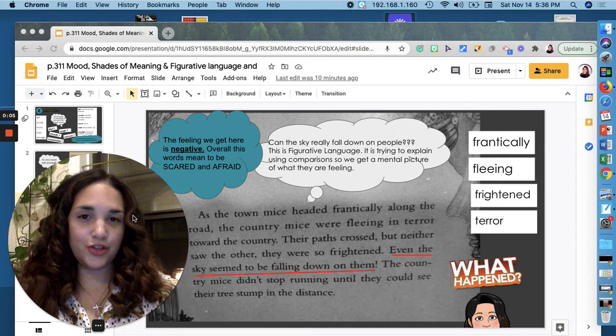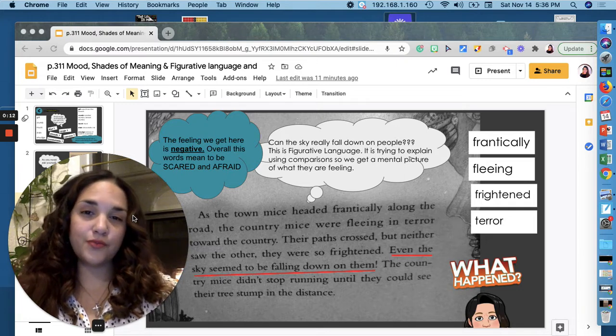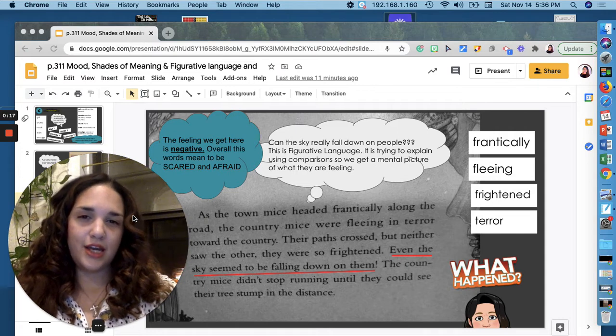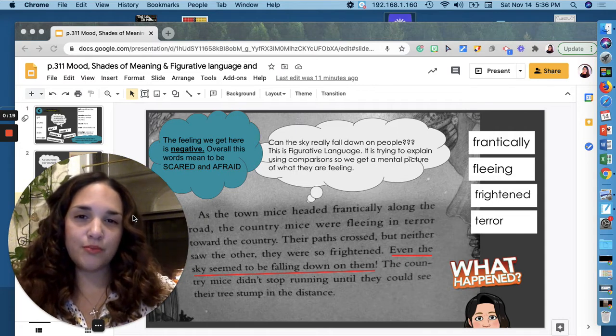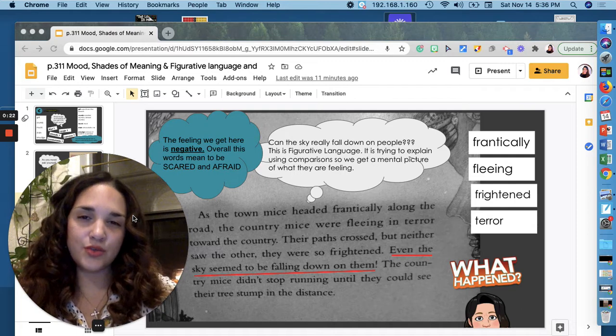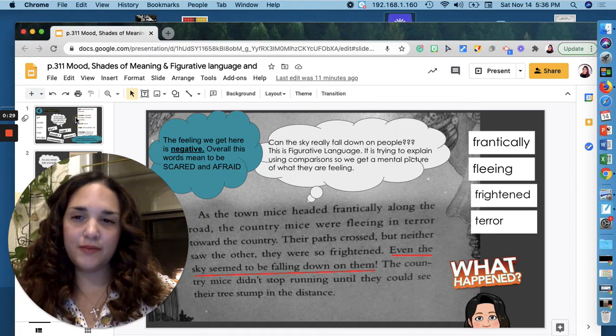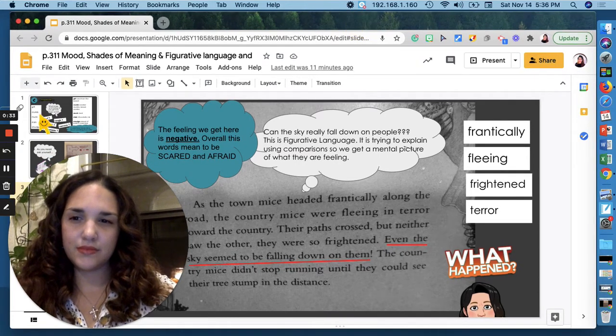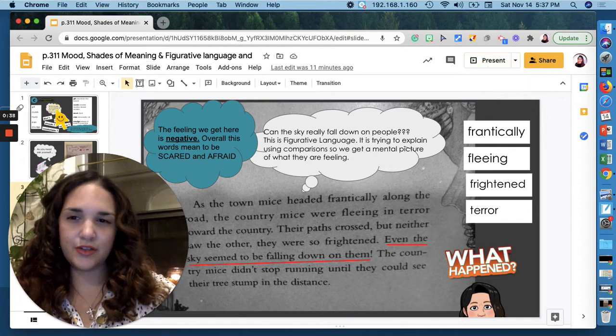Today we are going to learn how to figure out those hard words or hard phrases, sentences that we just don't understand. And we're going to talk about the mood of the book, about what feelings you get when you read those words and sentences, and how to use it within context. So let's begin right away. Start from the beginning.